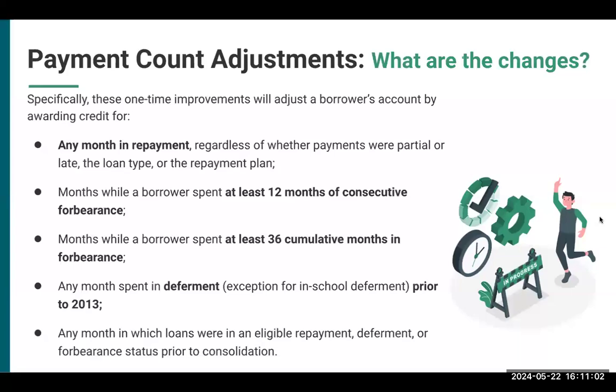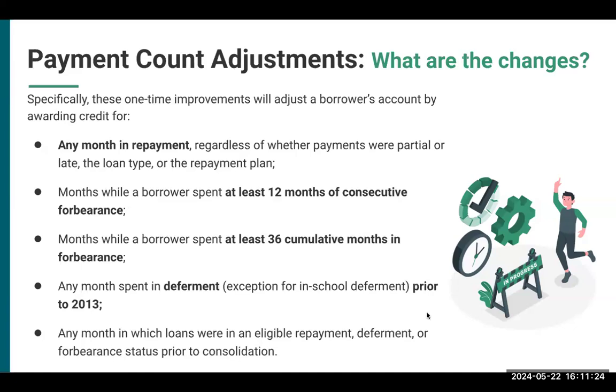So what specifically will you get credit for? The account adjustments are going to give you credit for essentially any past payment that you've made. You're going to get credit for any month where you were in repayment, even if you made that payment partial or late, if you had the wrong type of loan, or if you were on the wrong repayment plan.